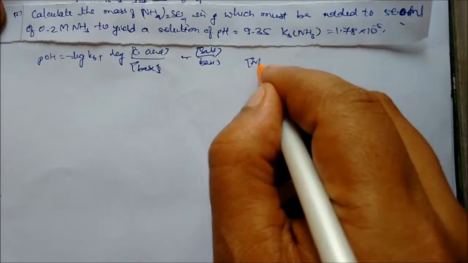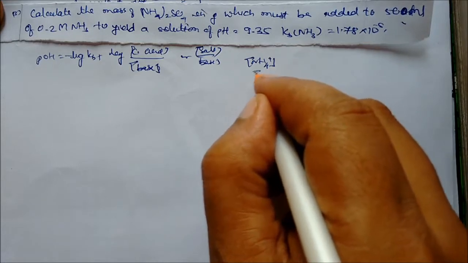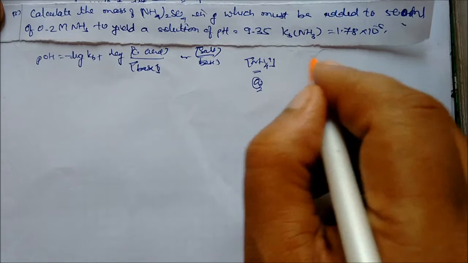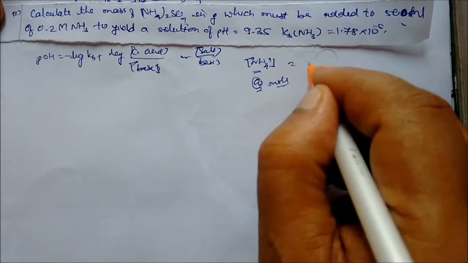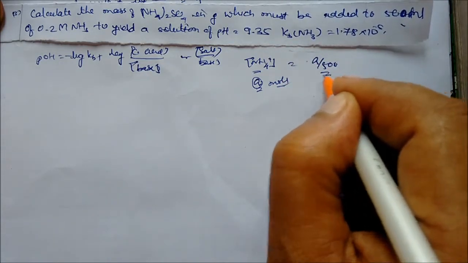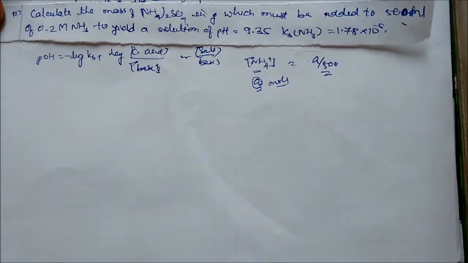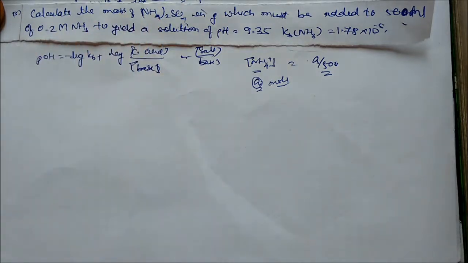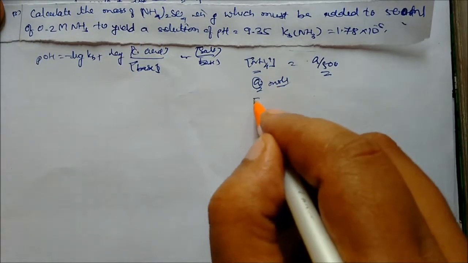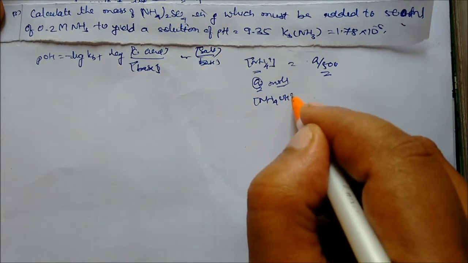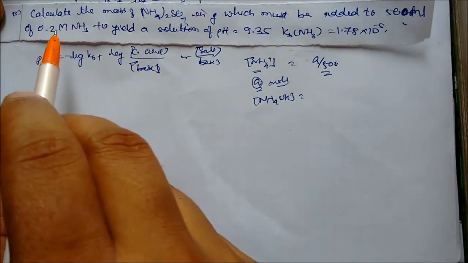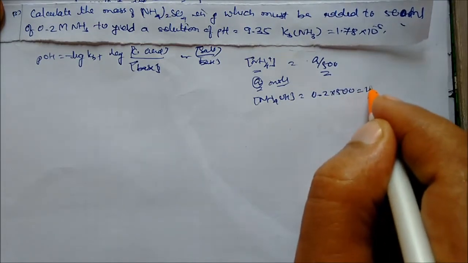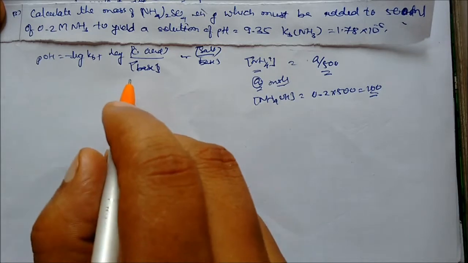So what is the concentration of ammonia? Here you have to take a value, suppose A, where A is the moles. So the concentration will be A by 500, since the volume is given as 500. And the concentration of ammonium hydroxide, because this is the reaction that gives ammonium sulfate, will be 0.2 into 500, which gives you 100. So this is the ammonium hydroxide in water.